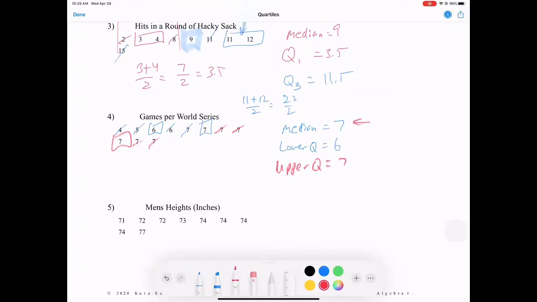And it's okay that your median and your upper quartile are the same number. It just shows that you have a lot of 7s. 7s dominate half of all my numbers. In this case, it dominates more than half.